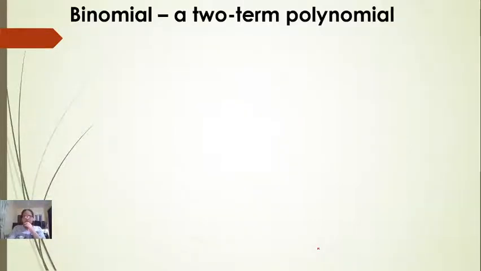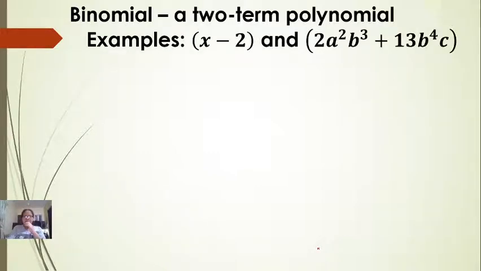So let's proceed. When we say binomial, it's a two-term polynomial. Examples are x minus 2 and 2a squared b cubed plus 13b to the fourth c. The two terms in the second example are 2a squared b cubed and 13b to the fourth c. A polynomial is an expression that involves addition and subtraction of terms. It's separated by plus and minus, and that's an indication.